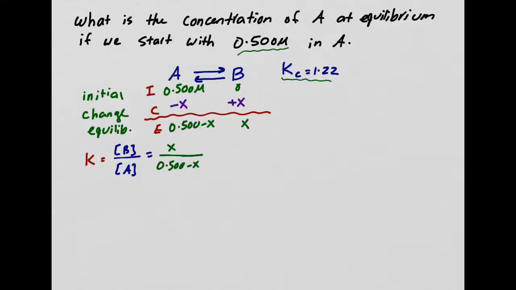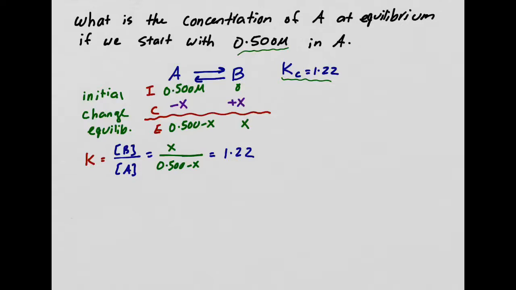Hopefully you're still following me. So at equilibrium, you have our K. B is going to be X, and A is going to be 0.500 minus X. And our equilibrium constant is 1.22, so that's what's going to equal 2. You guys are good so far?